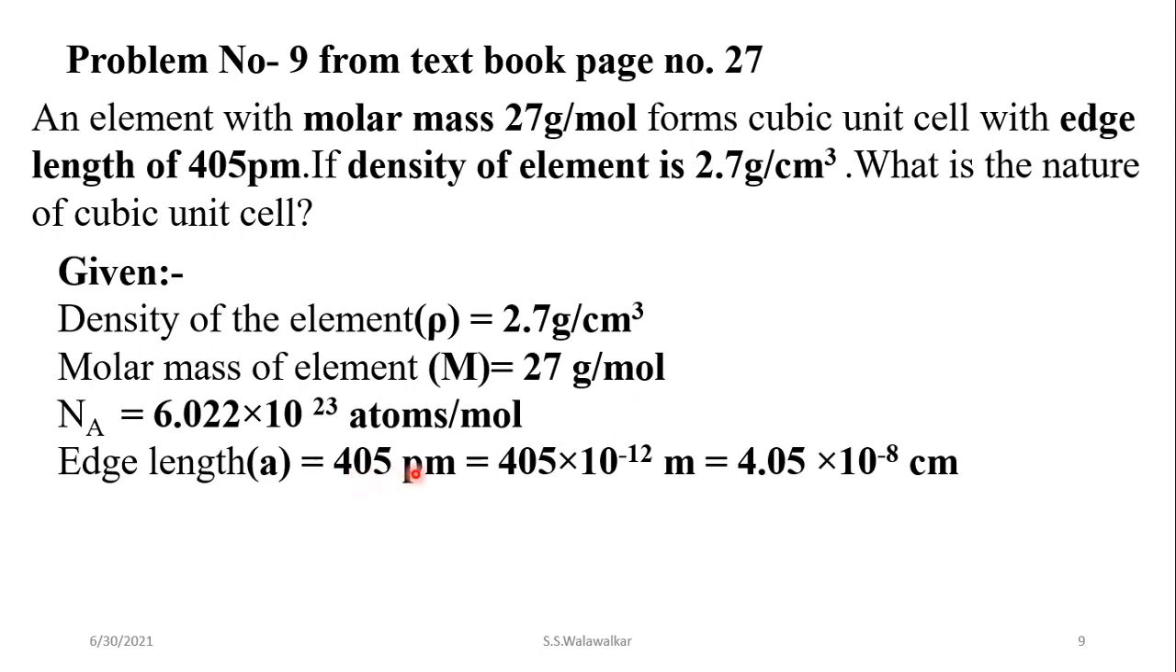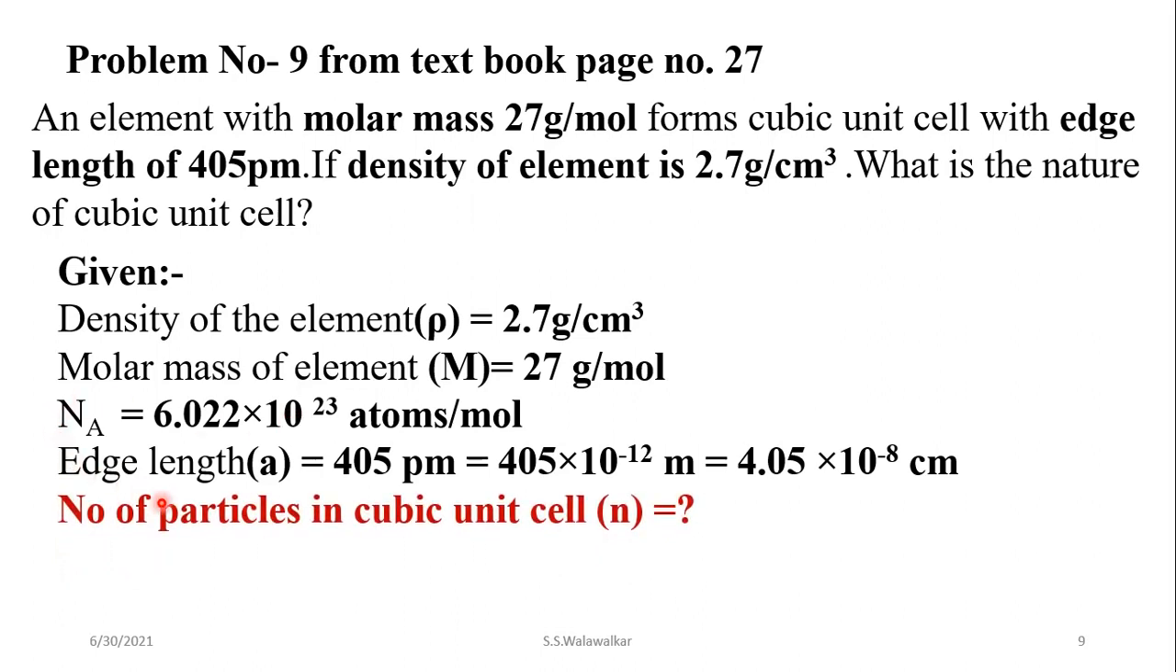So 405 picometer is equal to 405 into 10 raised to minus 12 meter, and that is equal to 4.05 into 10 raised to minus 8 centimeter. So that is edge length. So you know edge length, you know the molar mass, you know density and Avogadro's number. From that you have to calculate number of particles in cubic unit cell, and from that you have to determine the nature of cubic unit cell.